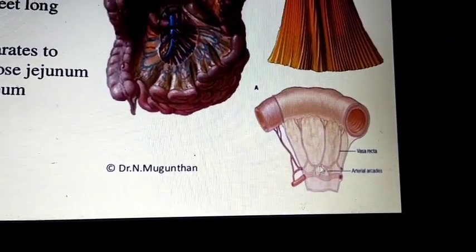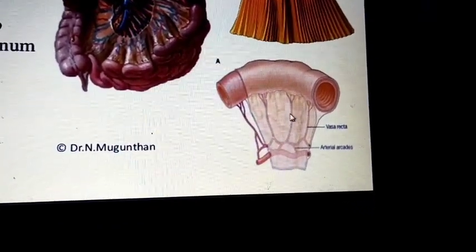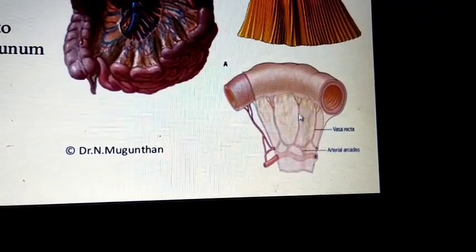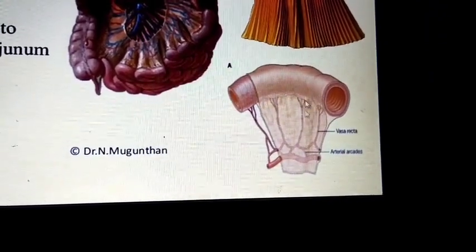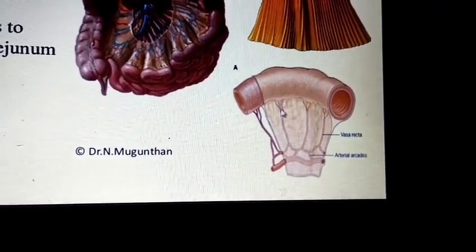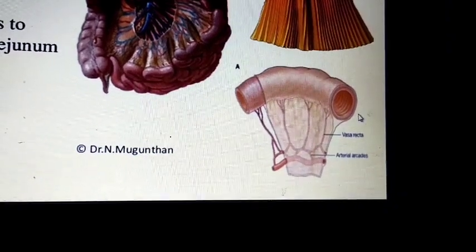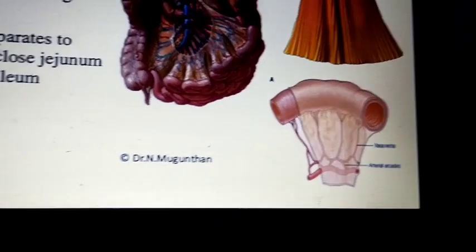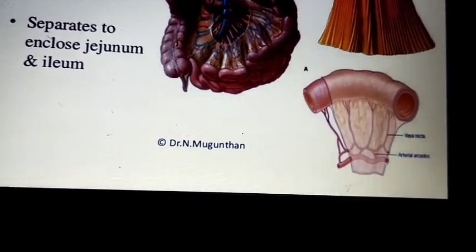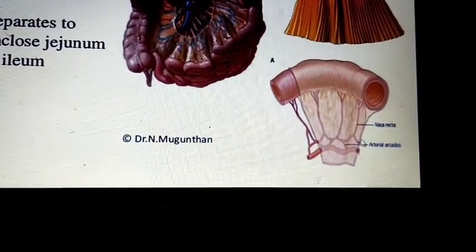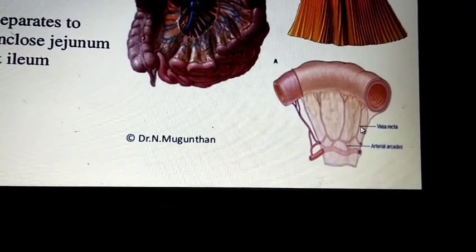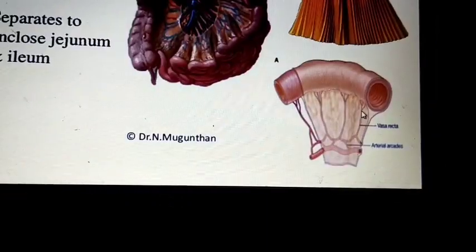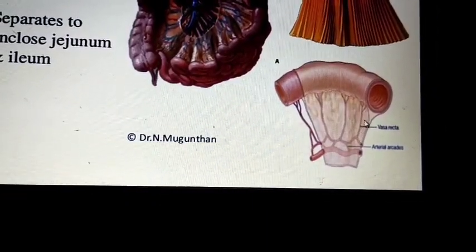You can also see it in this picture. This is the fat distribution in the mesentery. The jejunum has a different fat distribution, and the ileum also has a different fat distribution. And these elongated structures are the terminal branches of the artery.